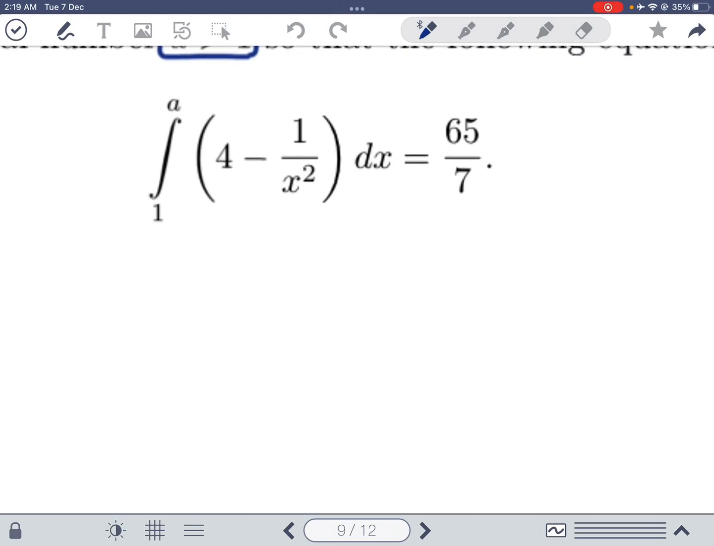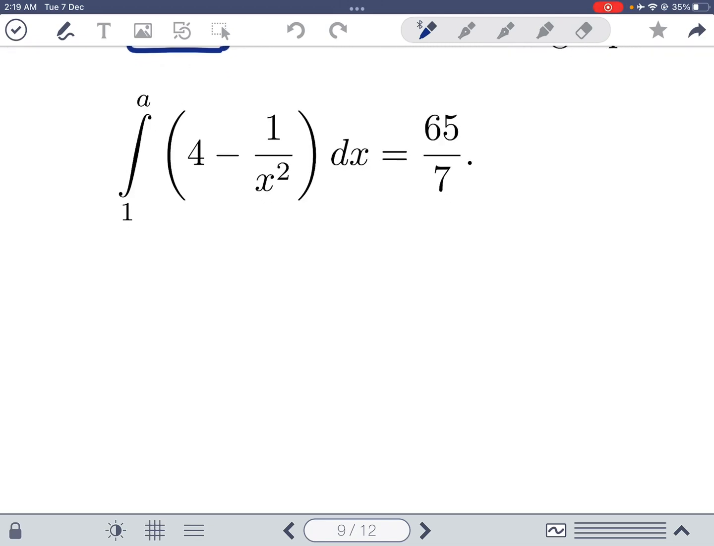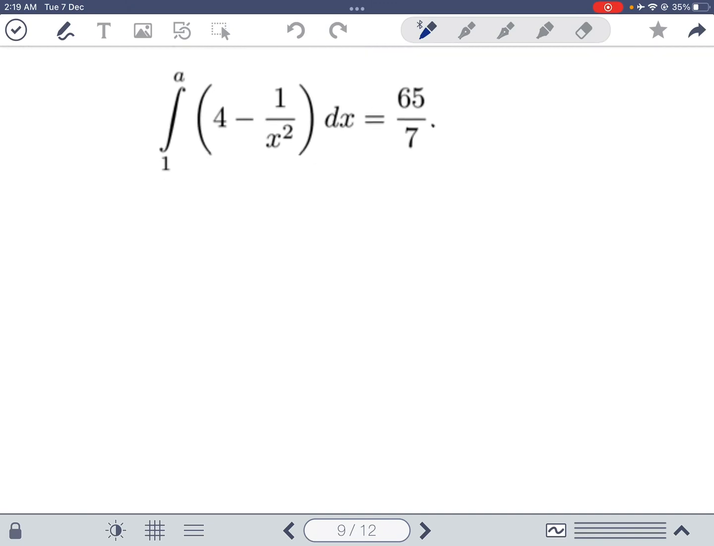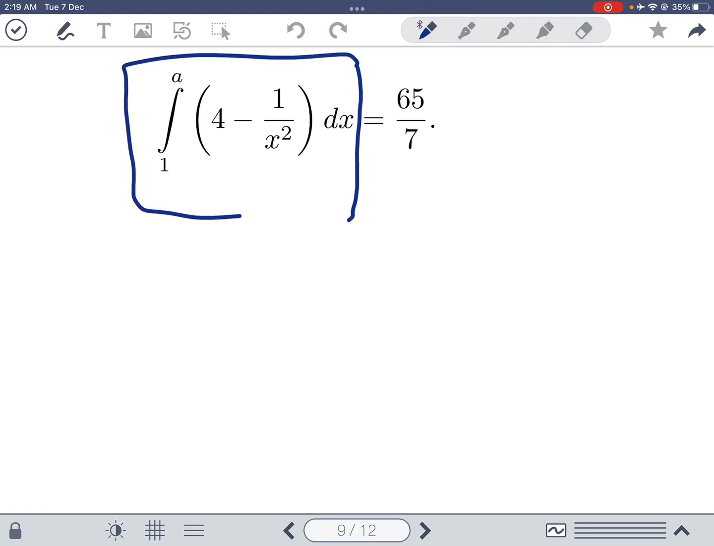So we need the number that we put here. What number do we put here so that if you evaluate this definite integral, you get the number on the right hand side? Forget the number on the right hand side. Let's deal with this first, because the number on the right hand side will not help us in any way until we evaluate the integral on the left hand side.